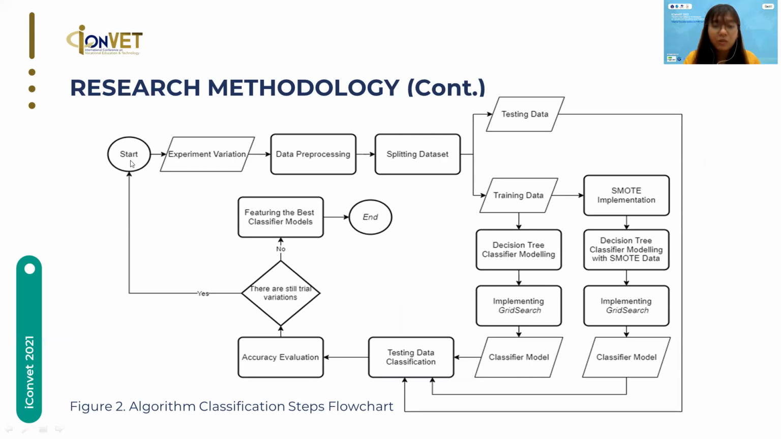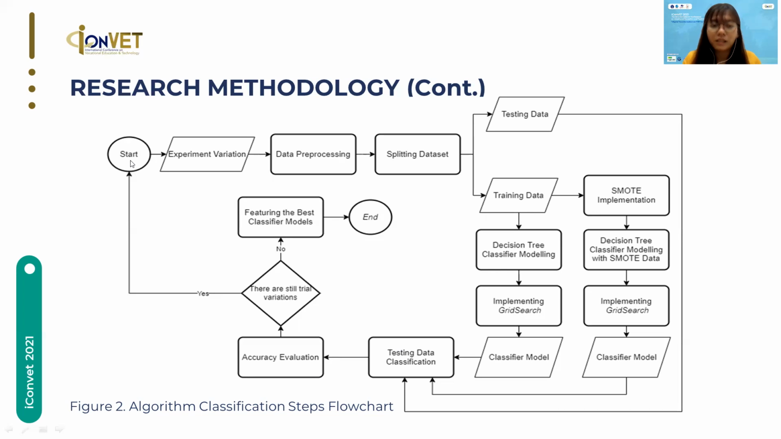Research methodology section 2 is the algorithm classification step flowchart. The explanation of the steps in the flowchart above is as follows. 1. Preparing experimental variations, where there will be 3 experimental variations, namely experiments on data with 8, 3, and 2 target class categories. 2. Preprocessing data. At this stage, the encoding process will be carried out using the one-hot encoding method.